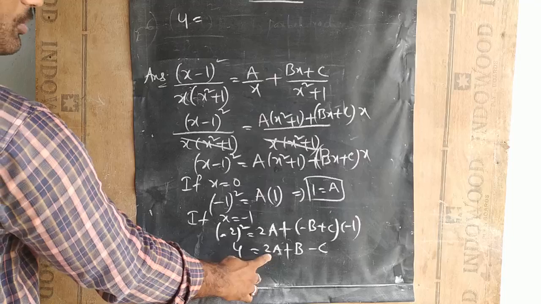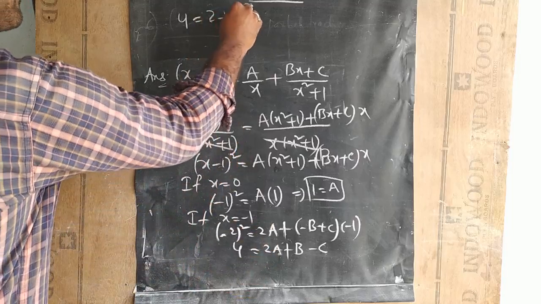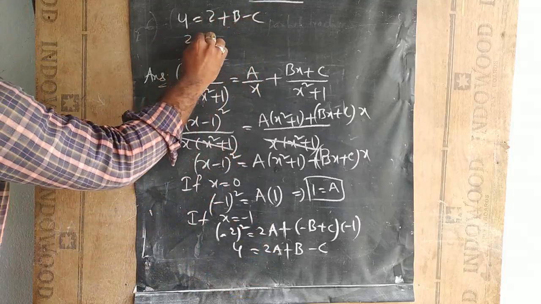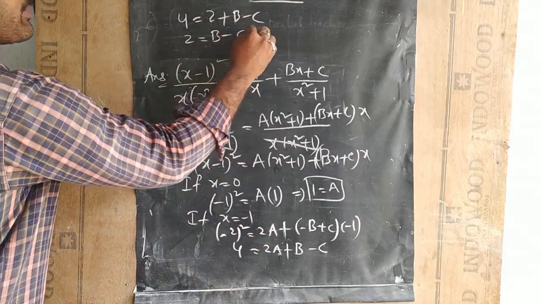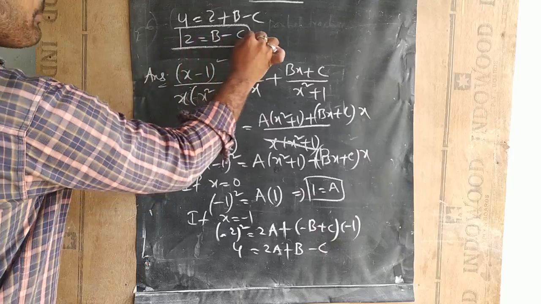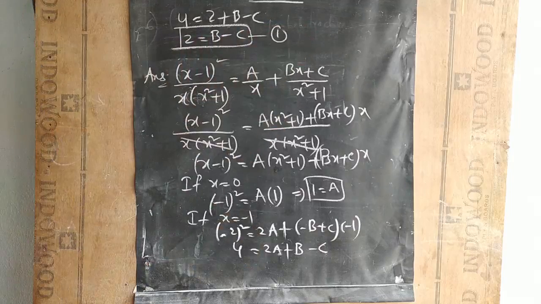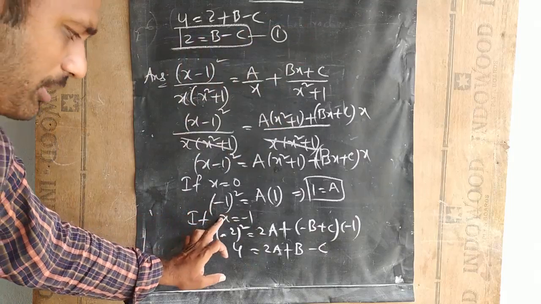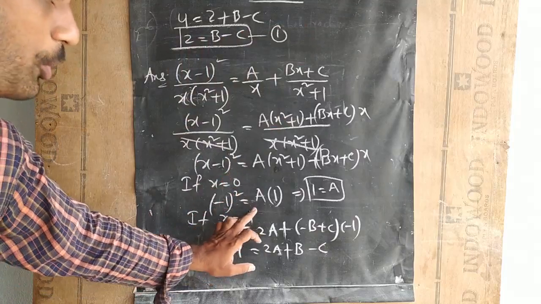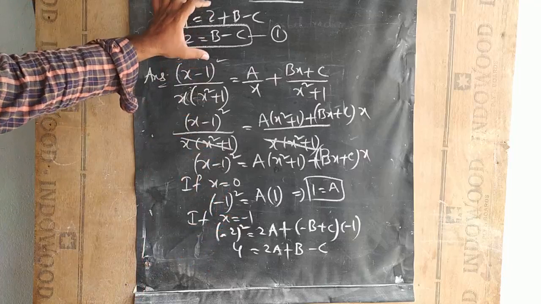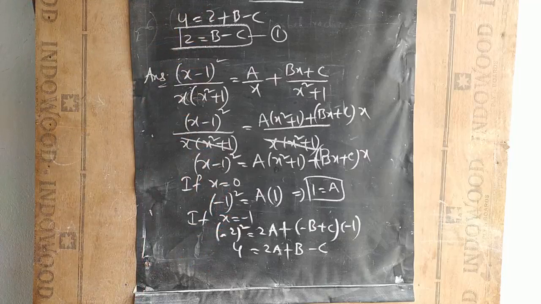Four is equal to 2 ones are 2. So I got 2 is equal to b minus c. We will keep this for some time. Let us mark it as the first equation. So if I substitute an x value other than 0, I am going to get some values. I have to use the elimination method for solving this.